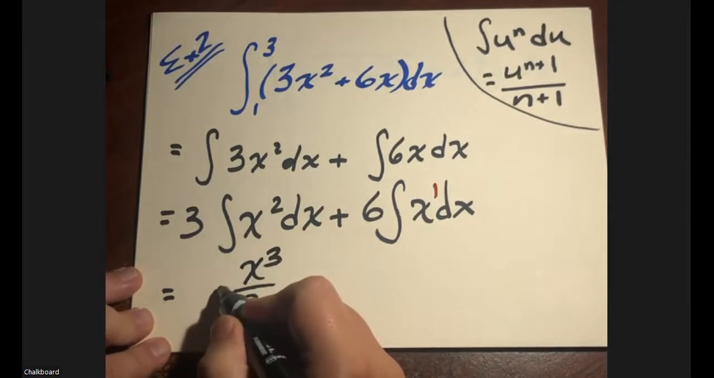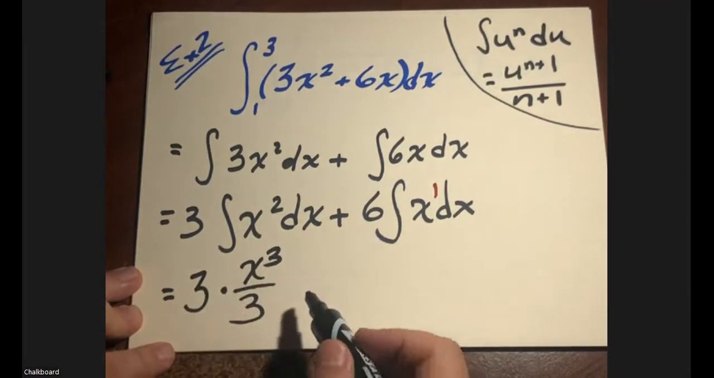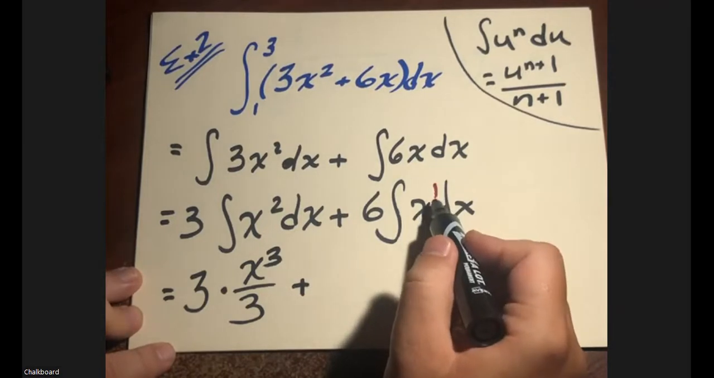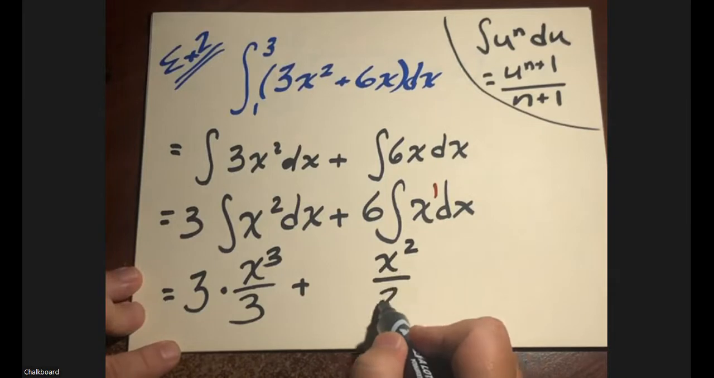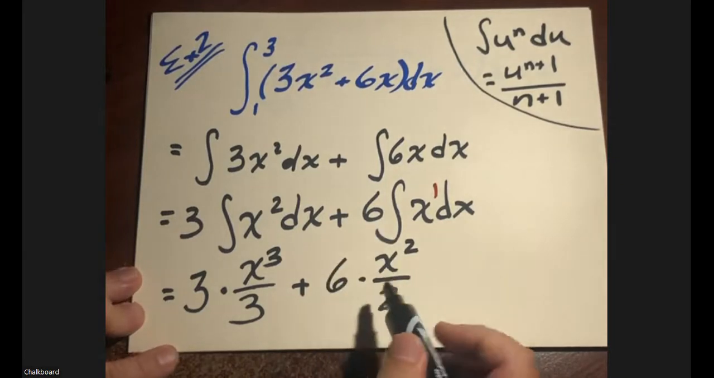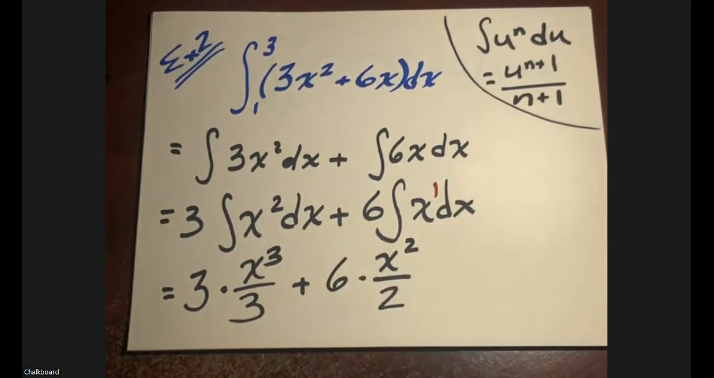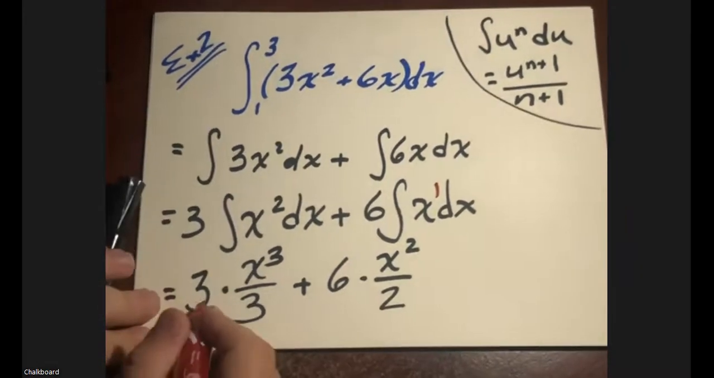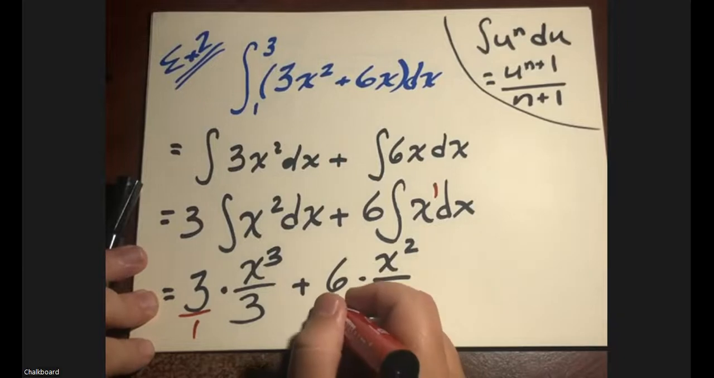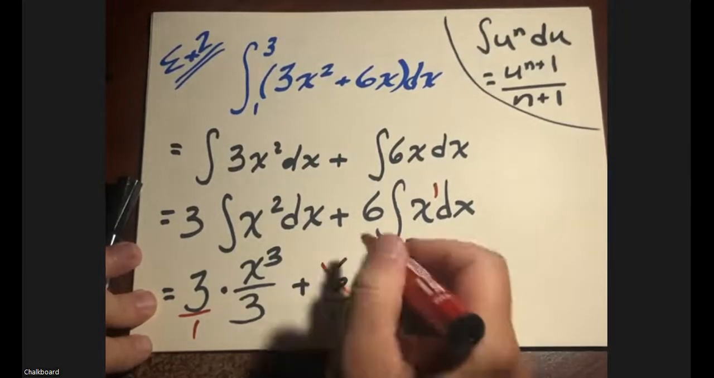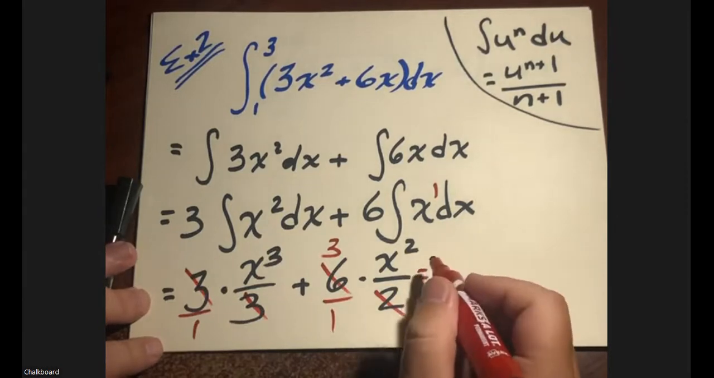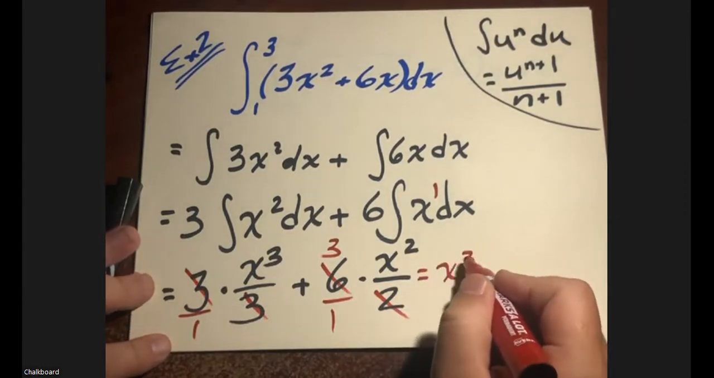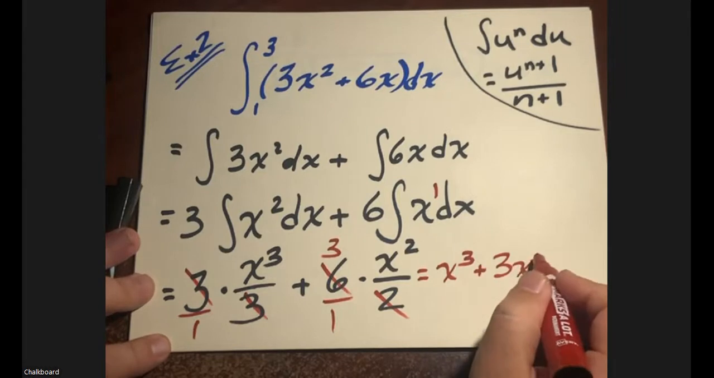Don't forget that constant coefficient multiplier outside over there. Same thing here. In the case of n equals 1, this becomes x to the 2 over 2. But don't forget that multiplier of 6. If you forgot, when you're multiplying a fraction times a whole number, you can make that whole number over 1, like this. And then it becomes clear that this is happening, and this is happening. And you're left with just x cubed plus 3x squared.